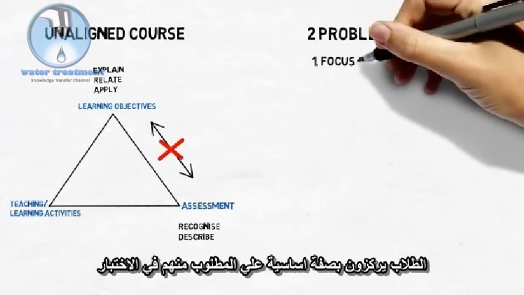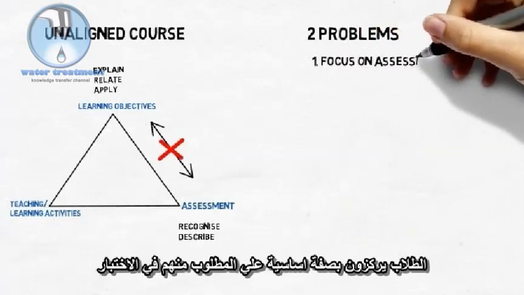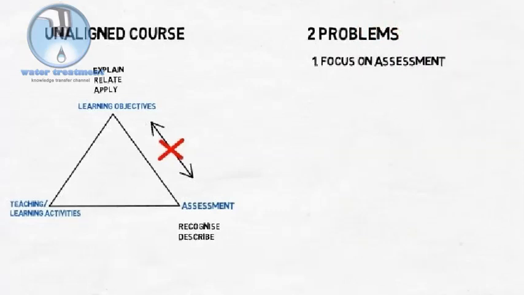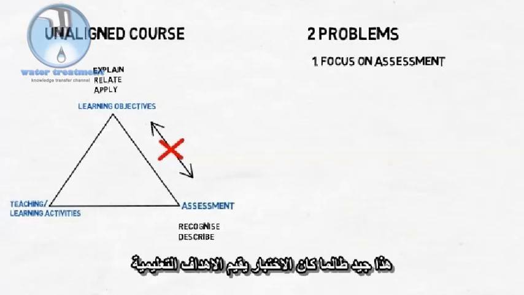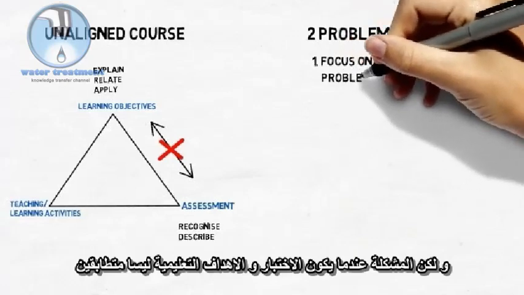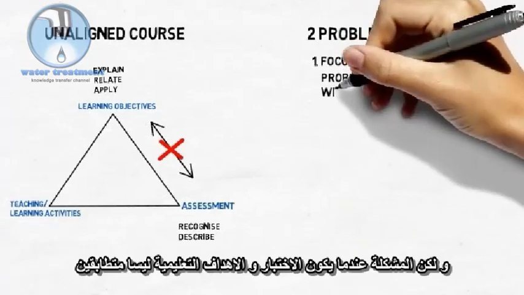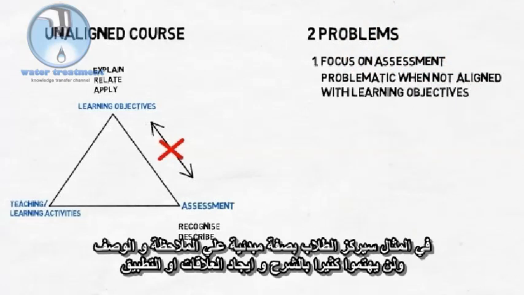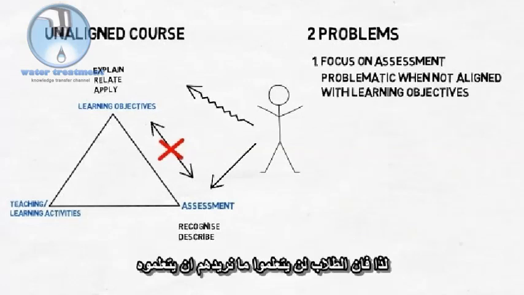Firstly, students mainly focus on what is expected of them in the assessment. This is fine as long as the assessment measures the learning objectives, but it becomes a problem when the assessment and the learning objectives aren't aligned. In the given example, students will primarily focus on recognizing and describing, and not care very much about explaining, relating, and applying. So these students won't be learning what we want them to learn.